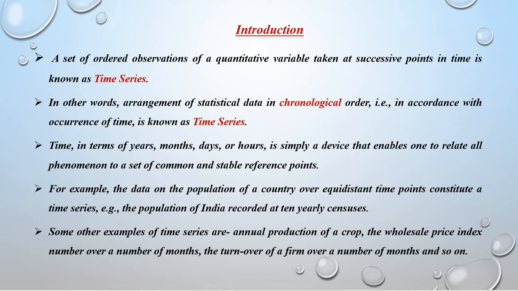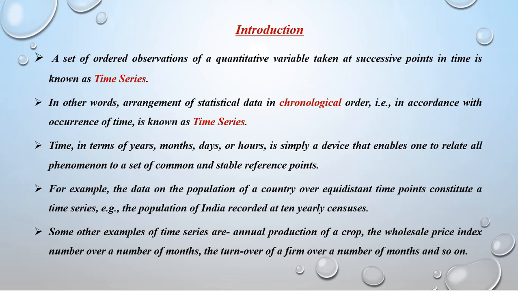So what is time series? A set of ordered observations of a quantitative variable taken at successive points in time is known as time series. In other words, arrangement of statistical data in chronological order, that is, in accordance with occurrence of time, is called as time series. Time in terms of years, month, days, or hours is simply a device that enables one to relate all phenomena to a set of common and stable reference points.